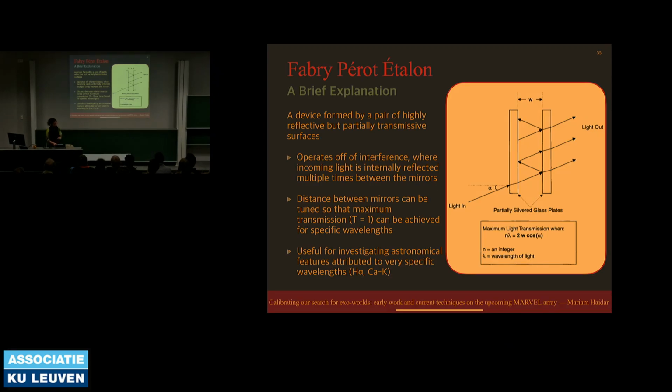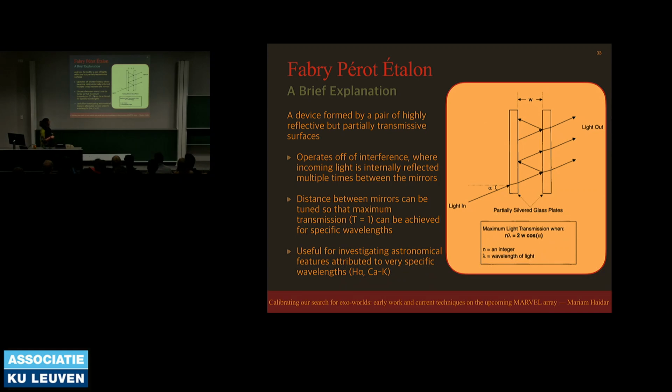Current techniques. What I'm working on now, here's just a little bit of background, because not everyone knows what a Fabry-Perot echelon is, but just a brief explanation. So a Fabry-Perot, and this will be part of my work, is a device that's formed from a pair of highly reflective surfaces that are partially transmissive, and they operate off of interference, where incoming light is internally reflected multiple times between mirrors, and only select wavelengths make their way out.